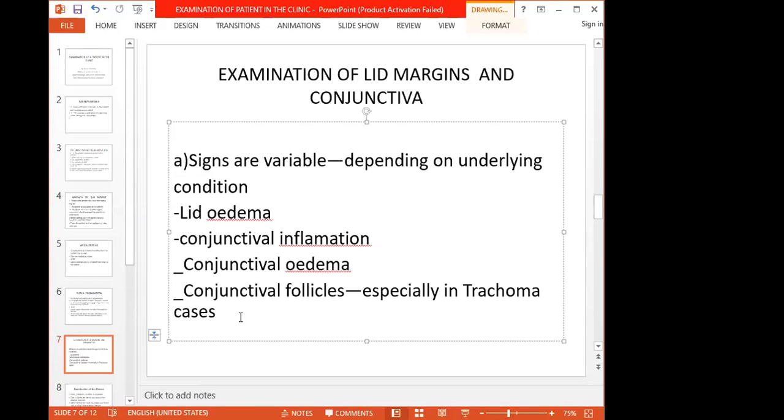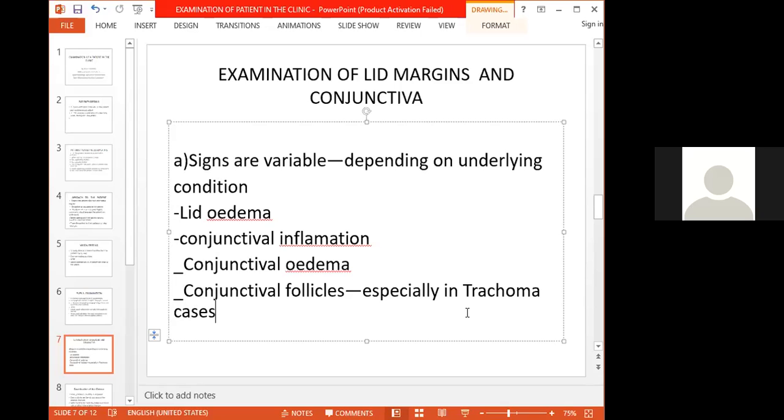Look at the conjunctiva for follicles, especially in cases of trachoma. There will be obvious follicles. So this inflammation accompanied by follicles leads you comfortably to the diagnosis of trachoma. If you are saying it's trachoma, and there's inflammation but not even one or two follicles on the conjunctiva, you are most likely wrong. Trachoma genuinely must have some follicles. Five and above.